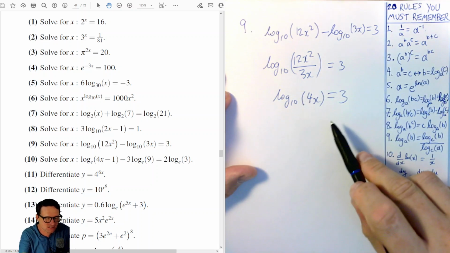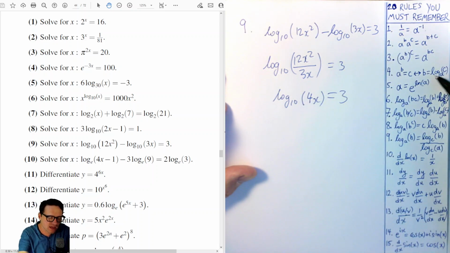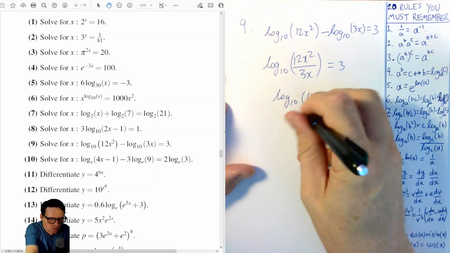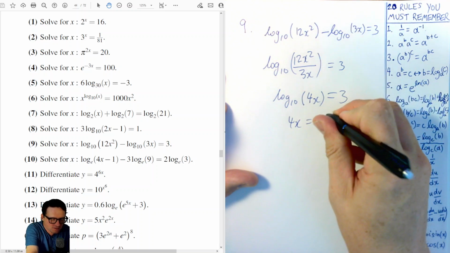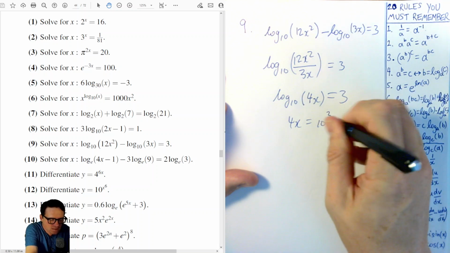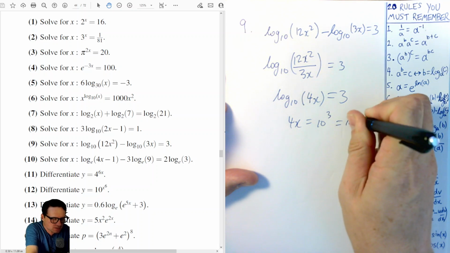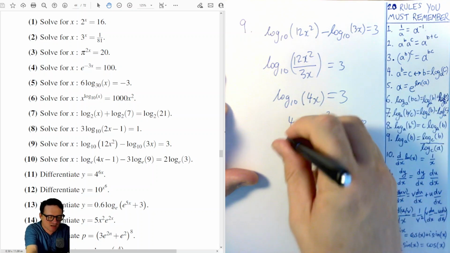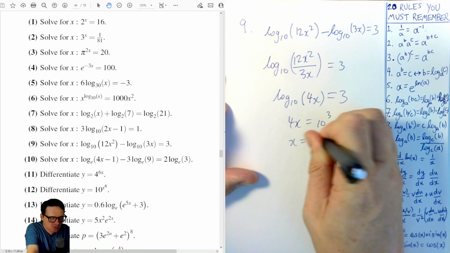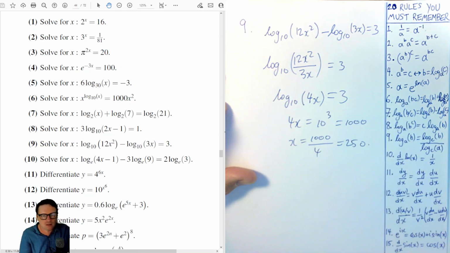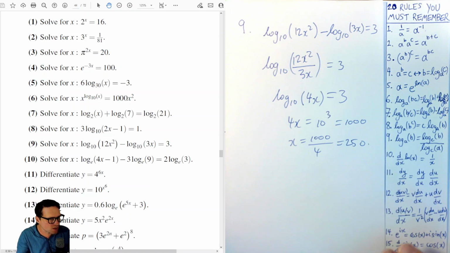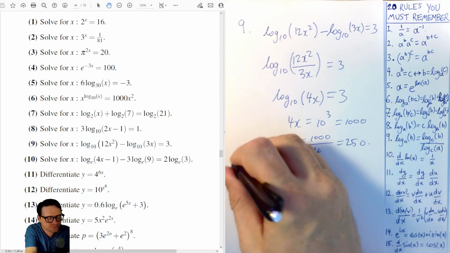Okay, now let's take this and use the exponent form of this log equation. So we have 4x equals 10 to the power of 3, which is 1,000. So dividing 1,000 by 4, we've got x is 1,000 over 4, which is 250. Okay, let's move on to question 10.